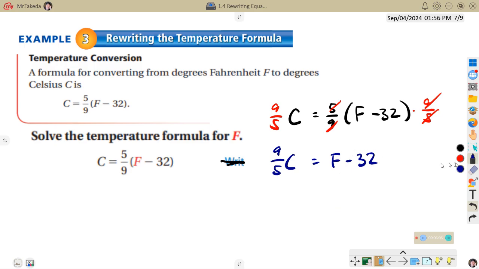All right, so this is quite simple after this. How do I get rid of the minus 32? I'm going to add 32 to both sides. And again, I can't really simplify this side. All I can do is write it as an expression, 9/5 C plus 32 equals F.